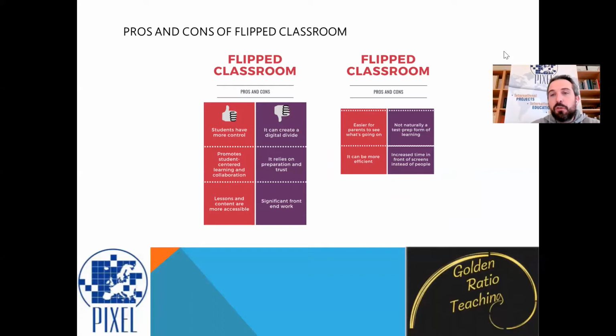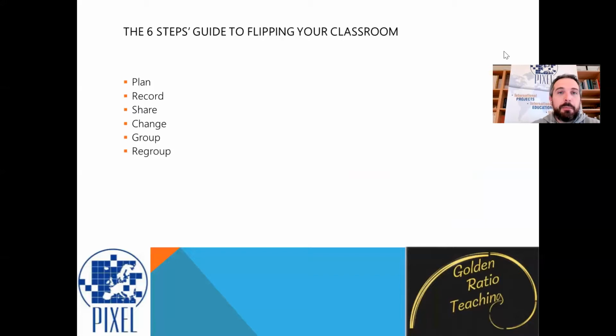Which are the steps to be undertaken in order to flip the classroom? The 6 steps guide to flipping your classroom. Let's start with plan. Step 1, figure out which lesson in particular you want to flip. Outline the key learning outcomes and the lesson plan. Make the recording. Second step, instead of teaching this lesson in person, make a video. Otherwise, you can look for a good video. Make sure it contains all the key elements that you would mention in the classroom.